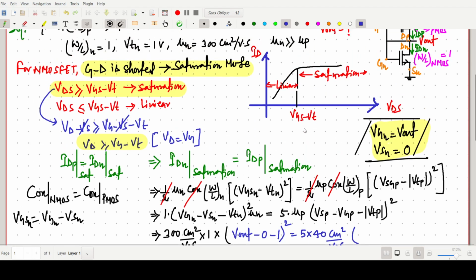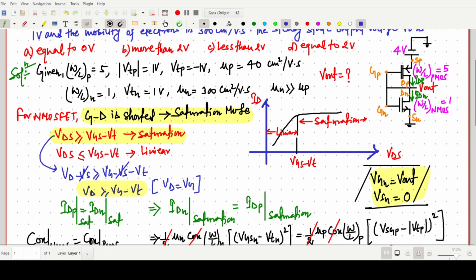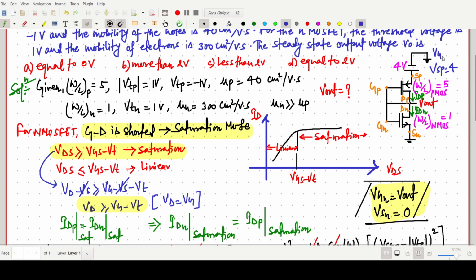VSP, that is our VSP is plus 4 volt. Okay, and VGP I am writing here. VGP is V output. This VGP is V output. This one is also very important.